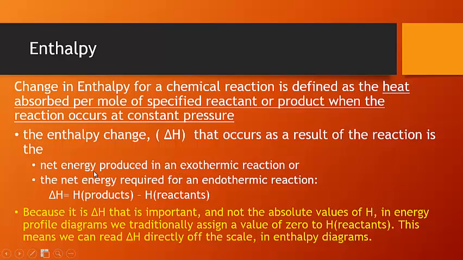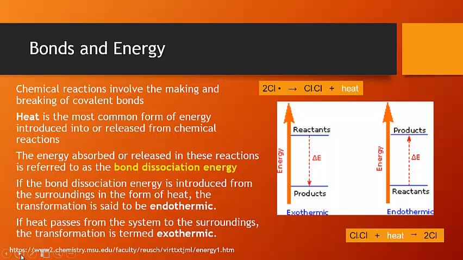The enthalpy change is the net energy that's produced in an exothermic reaction, or the net energy that's required for an endothermic reaction. We'll go along to define what endothermic and exothermic are. But first, where does the energy come from? Most chemical reactions involve making and breaking bonds. Heat is the most common form of energy that's produced, but often you might get ultraviolet light or sound or flames, things like that. The energy that's released or absorbed in these reactions is called the bond dissociation energy. Sometimes we call it the bond energy.